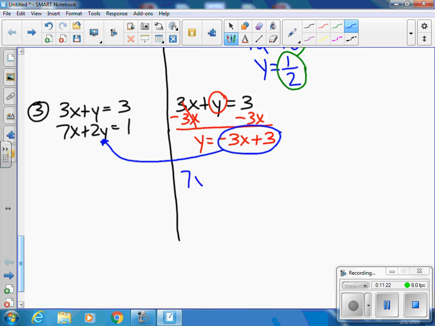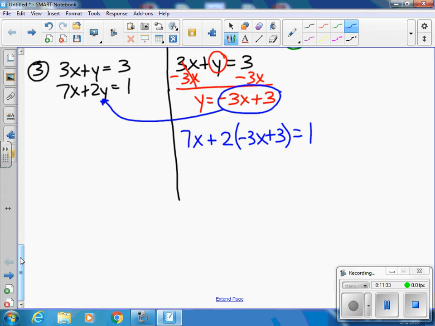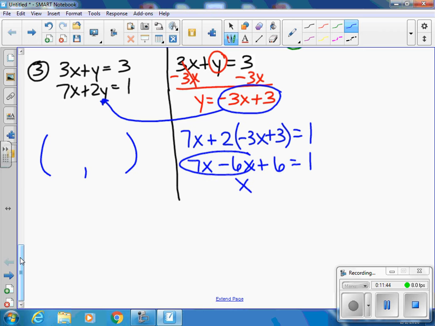So I've got 7x plus 2, parentheses, negative 3x plus 3 is substituted in, equals 1. And now I'm going to do my multi-step equation work to come up with the answer for x. Remember, your final answer is that ordered pair. So after distributing, you're going to end up with 7x minus 6x plus 6 equals 1. Combine your like terms. 7x minus 6x is x, plus 6 equals 1. Subtract the 6, and you get x equals negative 5. So negative 5 goes in the first spot of your ordered pair.